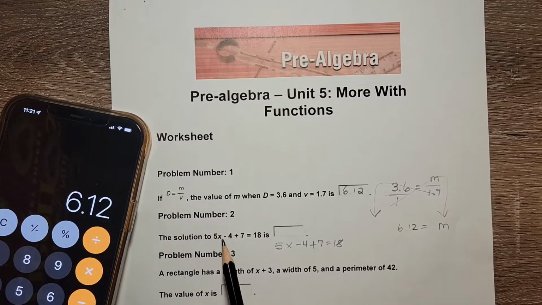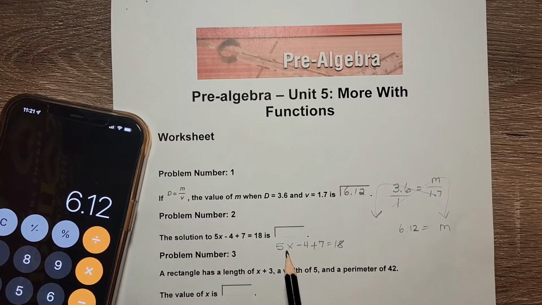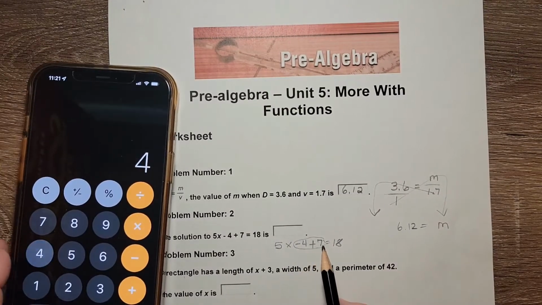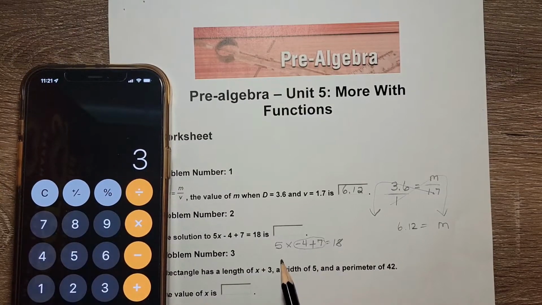The solution to 5x minus 4 plus 7 equals 18 is what? Write it out. First thing we need to do is combine like terms. Negative 4 plus 7 is 3. So this becomes 5x plus 3, because it's a positive 3. Next, we need to do 2 steps. Hopefully you remember the 2 steps. What is the opposite of adding 3? Subtracting 3. That would cancel these out.